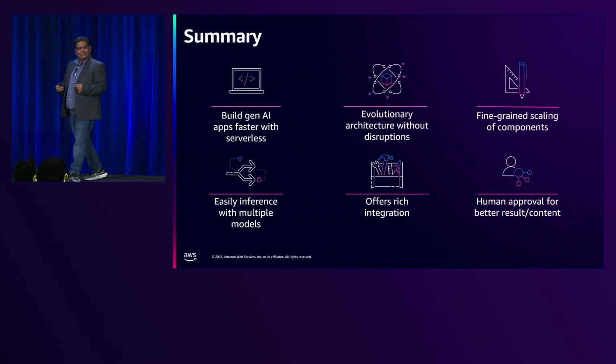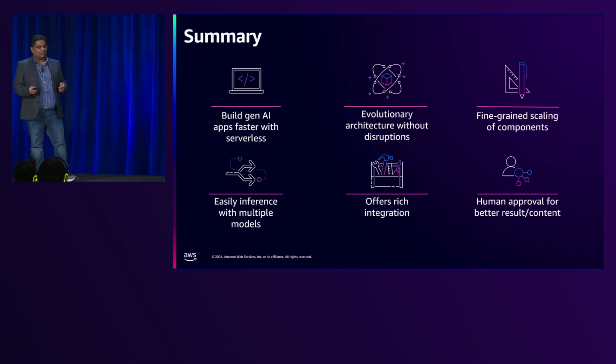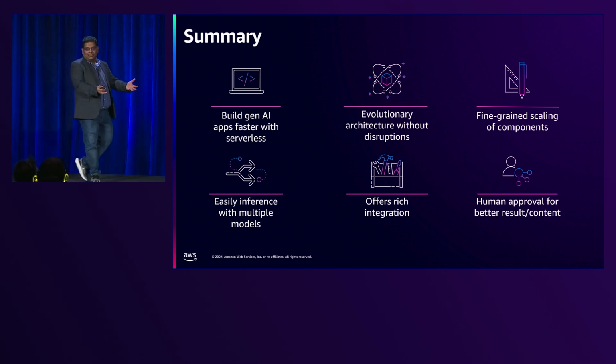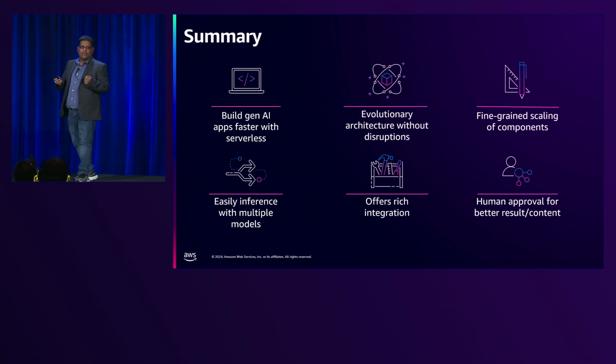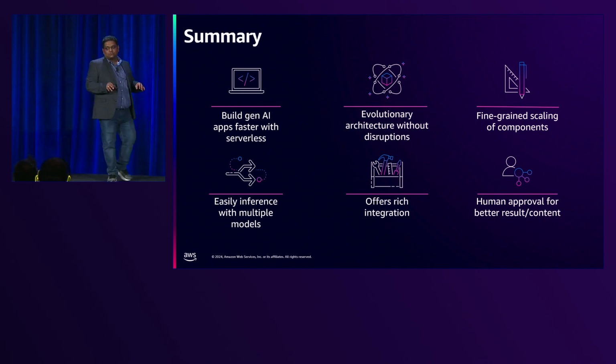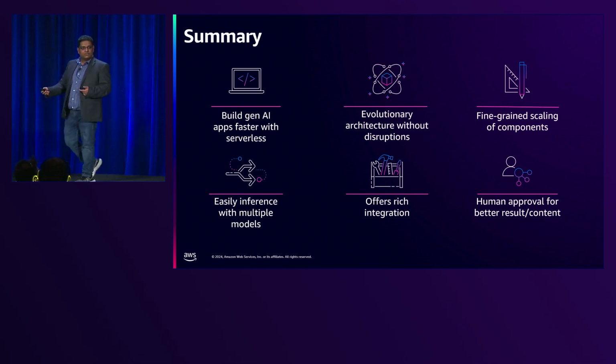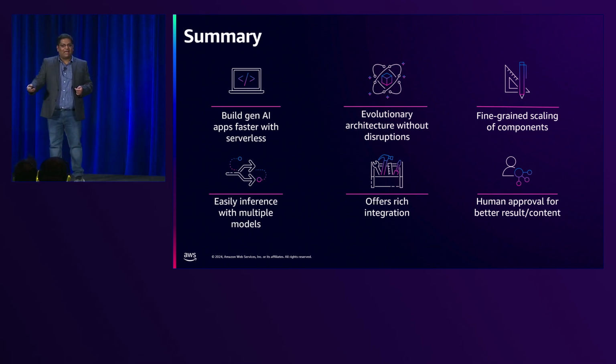You get fine-grained scaling components because you have something like SQS in middle that can buffer, so you can handle the scale when it comes to the Lambda function or the foundation model behind the scenes. So that power you get when you build with small components using serverless architecture. You can easily inference multiple models because it's evolutionary in nature. You can test out new models and see what works for you or your business use case, and then fail fast and then build faster.